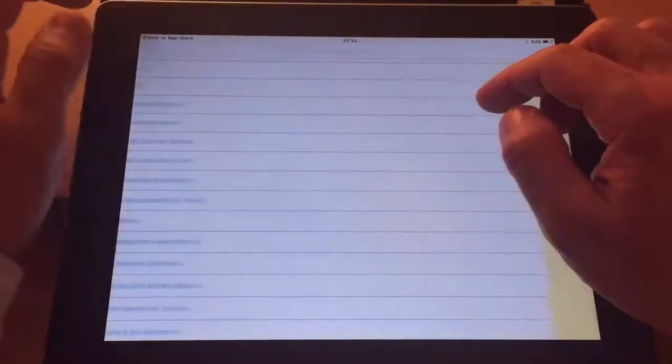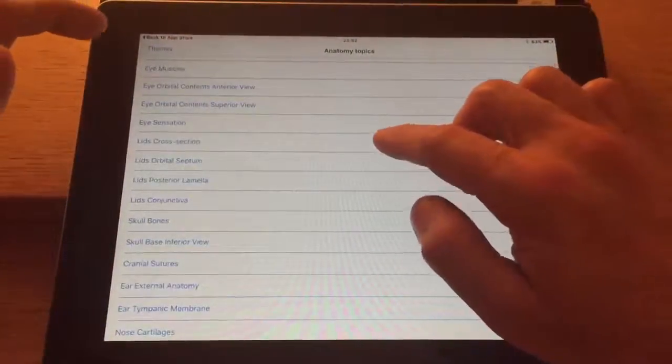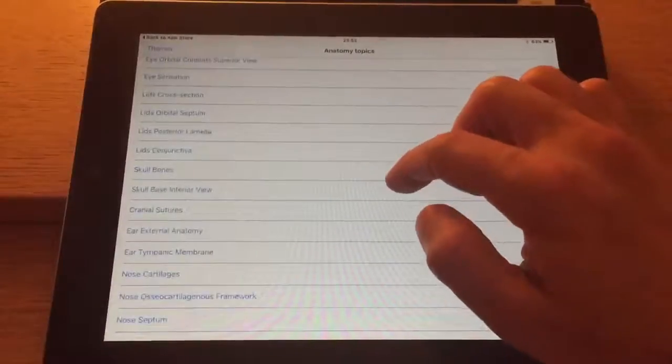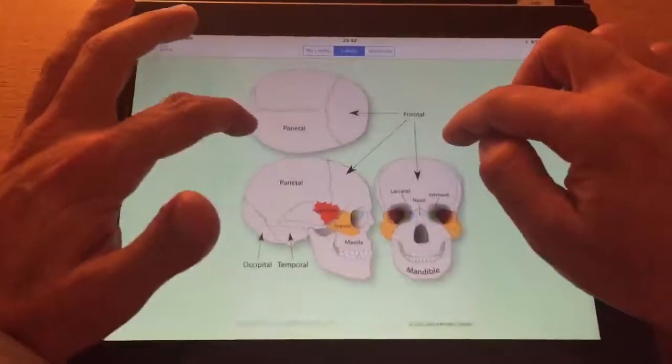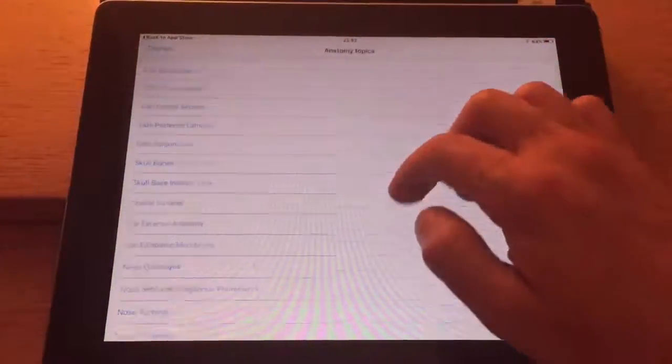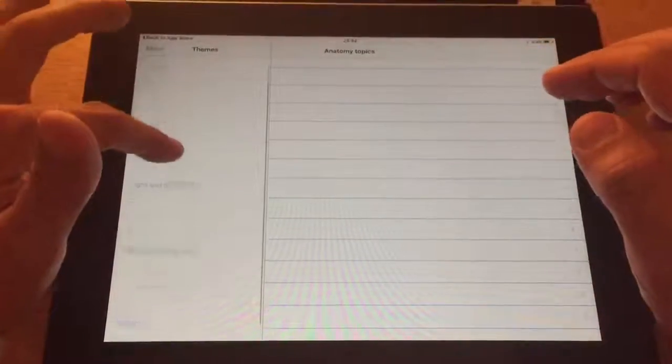So that just gives you a flavour of the app. Also sections on anatomy, looking at various different things, bones of the skull, for example, again labelled and unlabelled, and so on. So that's a flavour of the app.